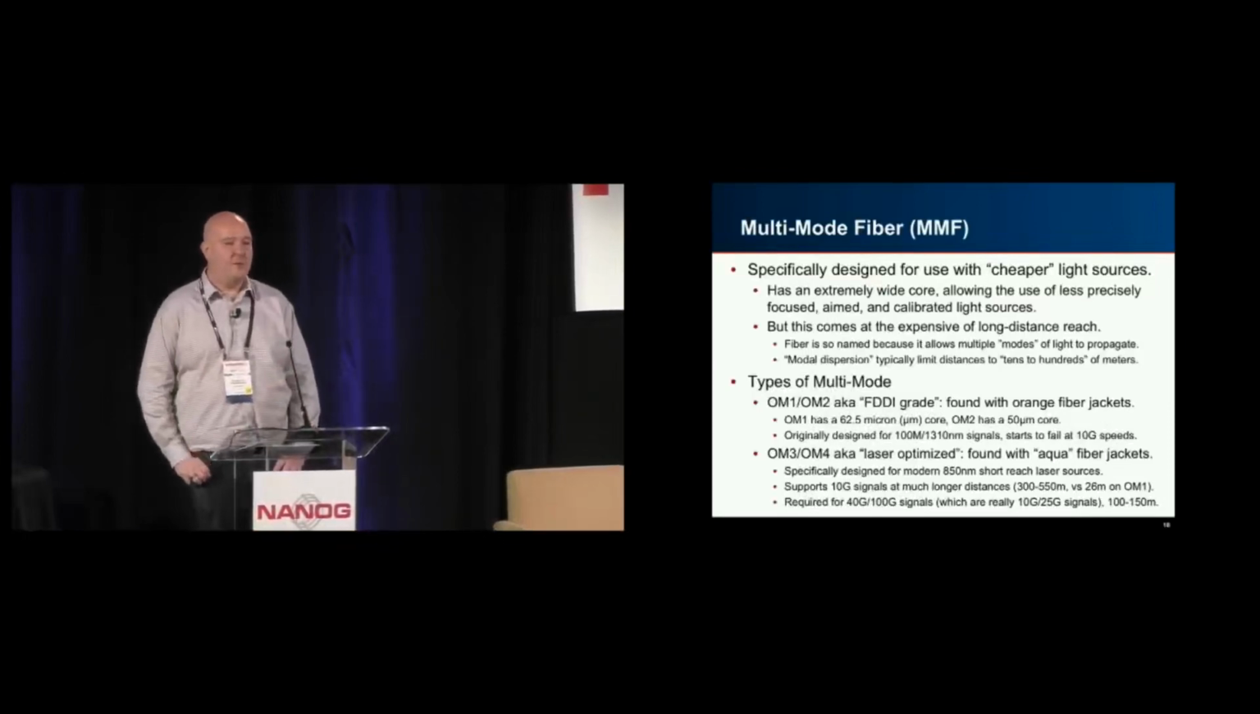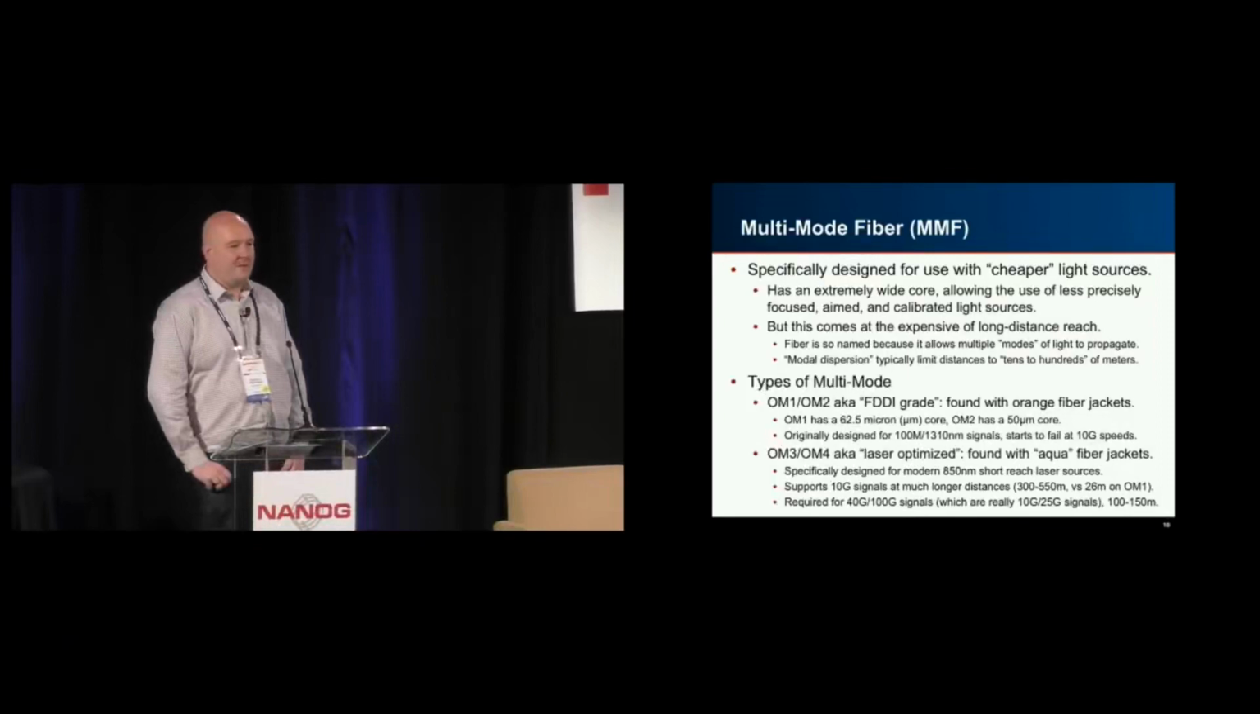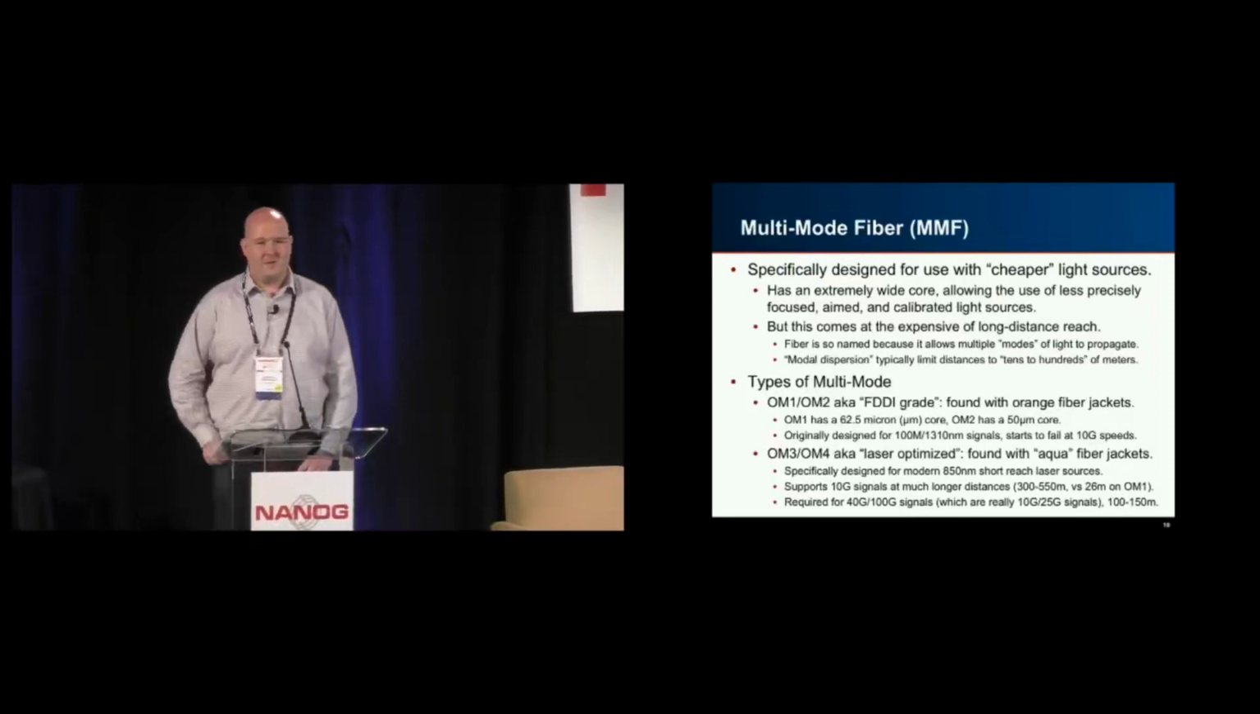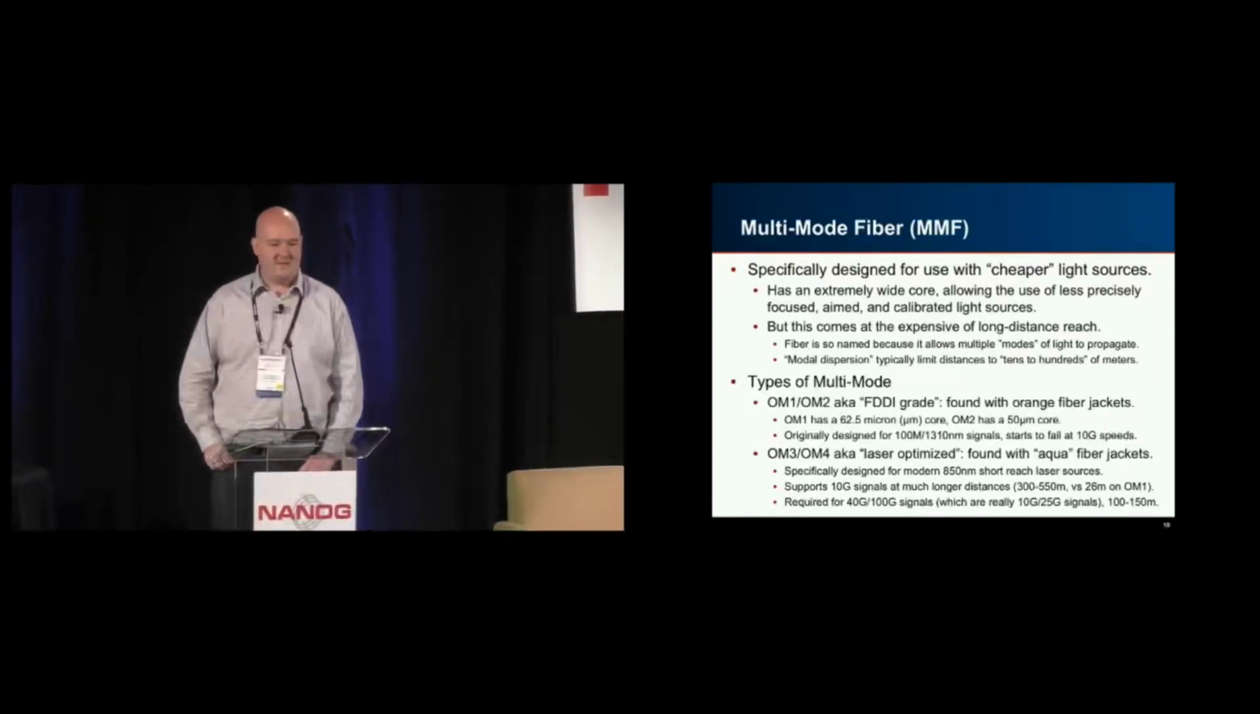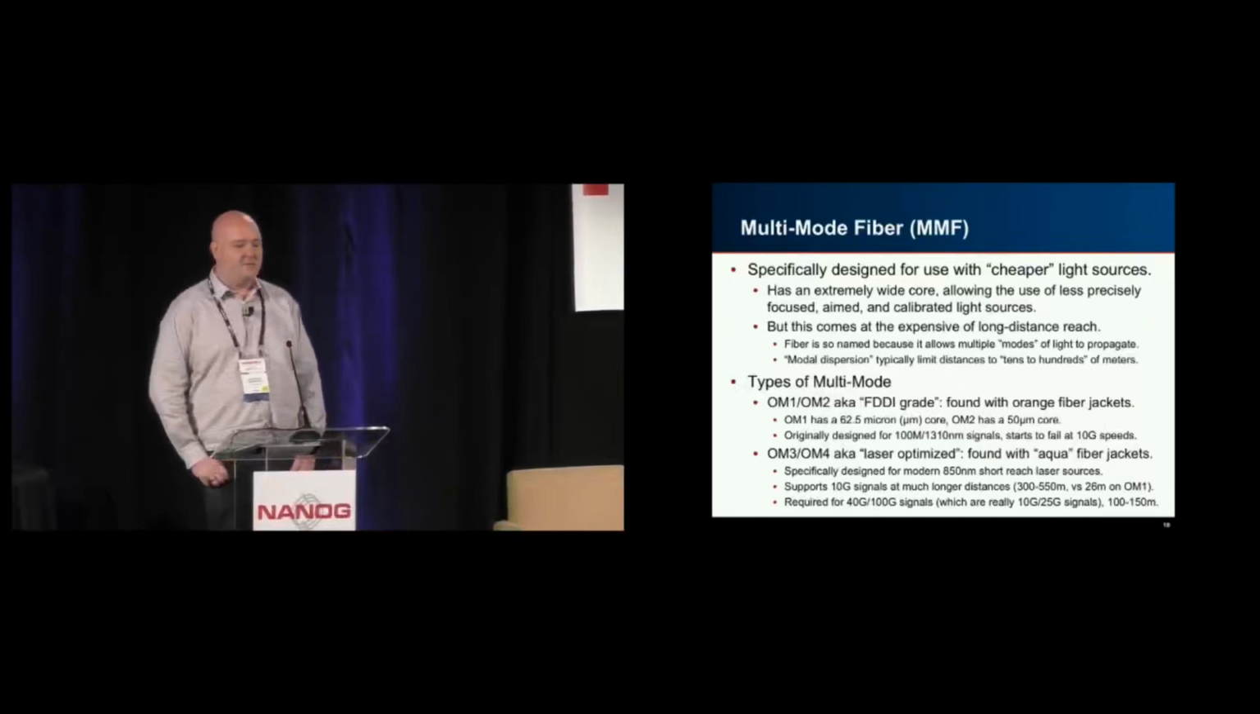So there's a couple different types of multimode. There's OM1 and OM2, so these are your common orange fiber jackets that you're going to see when you're walking around a data center. These are kind of known as FDDI gray. This was originally fiber that was designed for 100 meg FDDI services. So there's two versions, one with a 62.5 micron core, one with a 50, and they're very similar. They're designed for originally 100 meg, 1310 nanometer signals, and it really starts to fall apart when you try to do 10 gig, right? It becomes not scalable, not tenable.